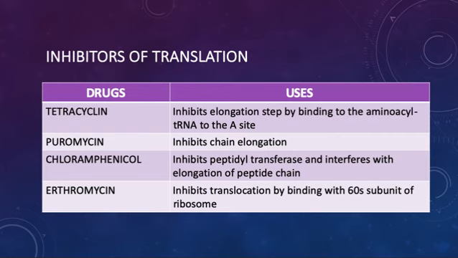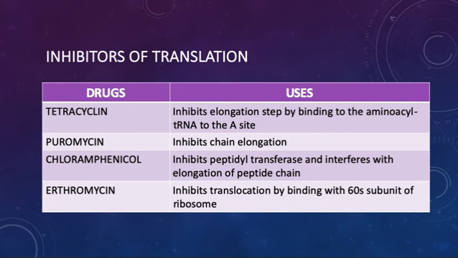So you have a number of drugs that inhibit translation. You have drugs like tetracycline, which inhibits the elongation step by binding the aminoacyl tRNA to the A site. Then you have puromycin, which inhibits chain elongation. Then you have chloramphenicol, which inhibits the peptidyl transferase and interferes with elongation of the peptide chain. And then you have erythromycin, which inhibits translocation by binding with the 60S subunit of the ribosomes. So these are the inhibitors of translation.